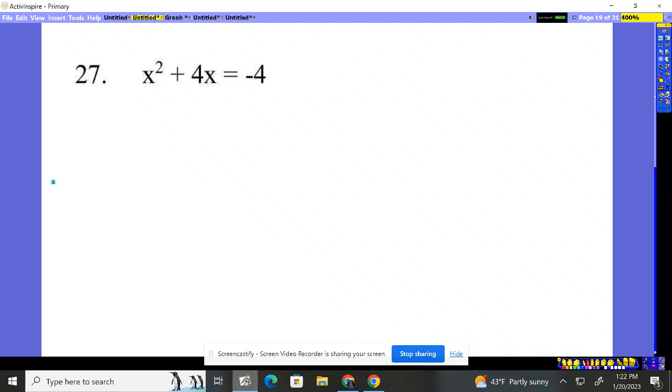27. It wants us to solve this using the quadratic equation. What is a quadratic equation? Oh, well, it's x is going to equal, it's this great little thing, the opposite of b plus or minus the square root of b squared minus 4ac, all divided by 2a.